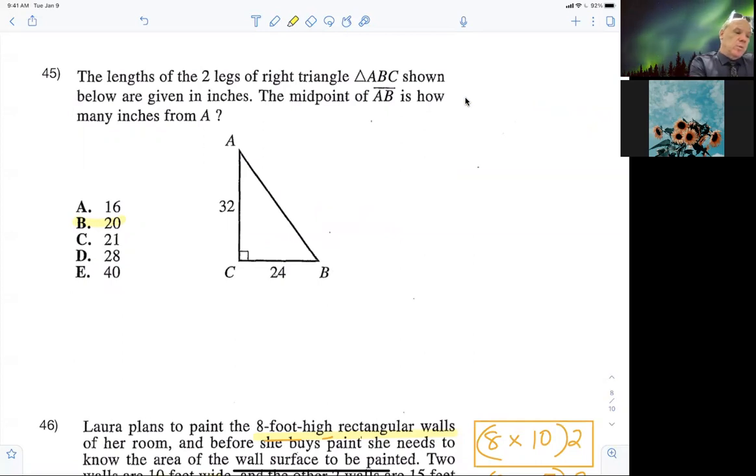So does everybody agree we're missing AB, right? So we have to do A squared plus B squared equals C squared. So now we're just going to do 24 squared plus 32 squared equals C squared. What's that? 576. What's 32 squared? How much? 1024 equals C squared. So add those together, we get what? 1600.